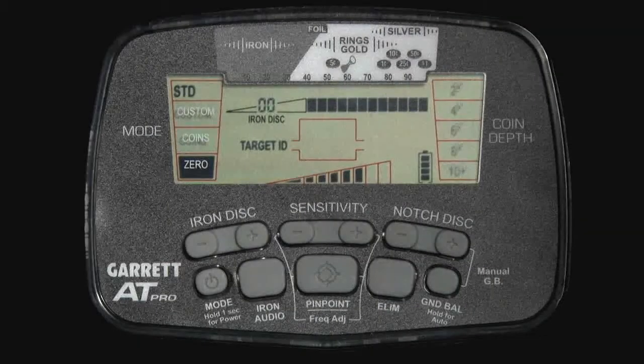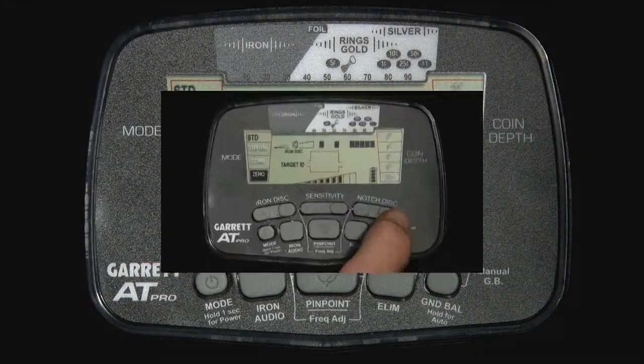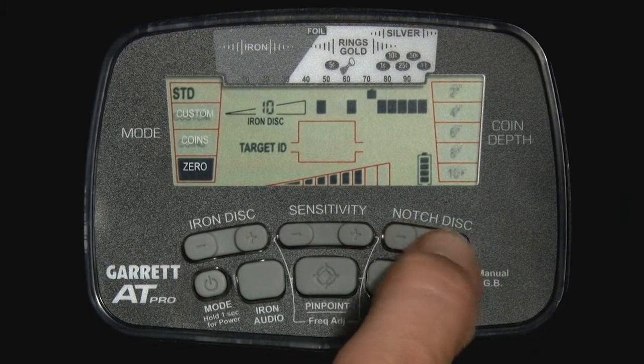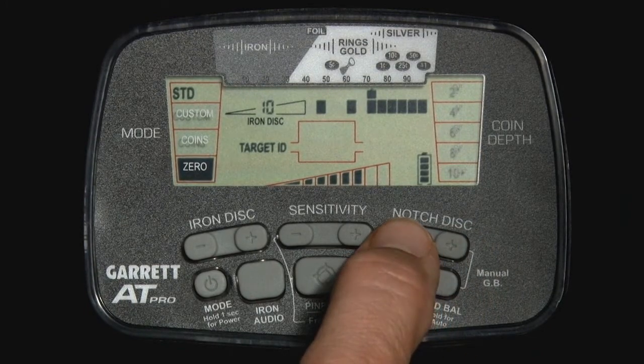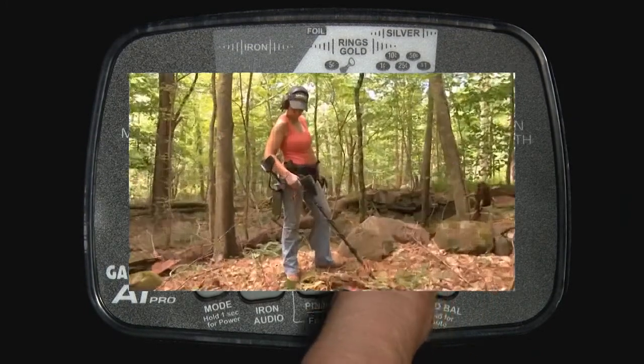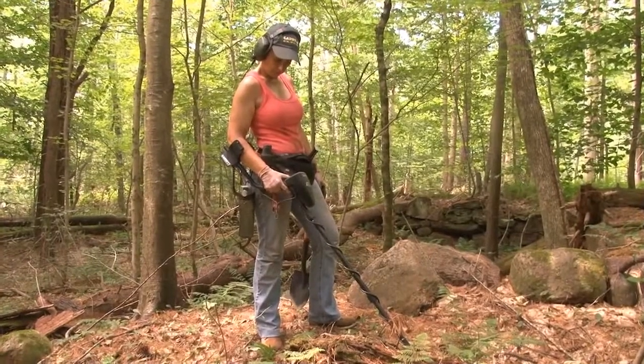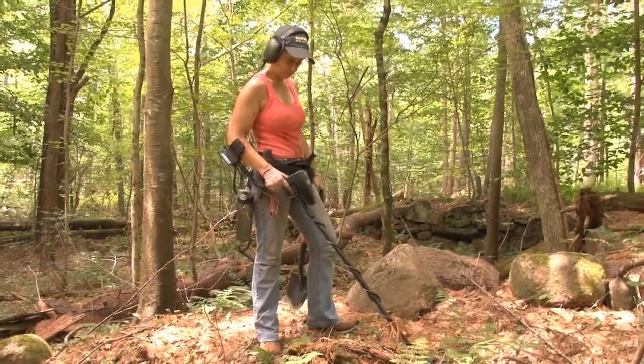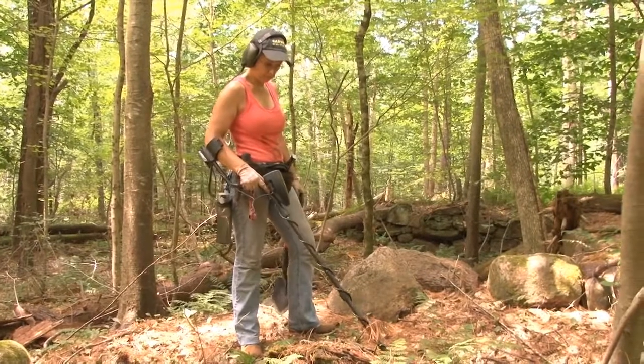The AT Pro has 12 segments, or notches, of discrimination. Any combination of these segments can be switched on or off based upon your preference. There are two primary methods for modifying the notch discrimination pattern to reject unwanted items.